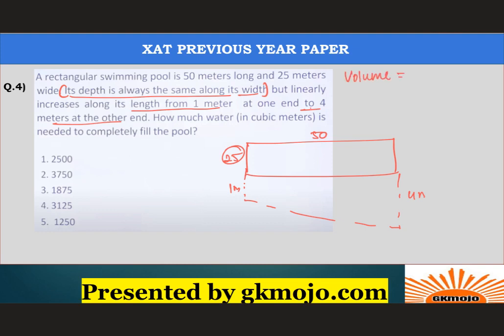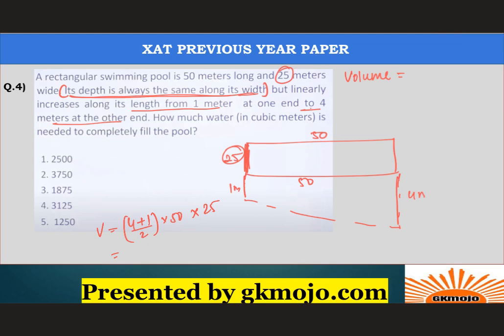How will you take it out? Just take out the area of this trapezium. So what would it be? Volume will be area into height. Height will be 25 because this height is the depth which is the same along its width, and its width is 25 meters. So first, the area of this trapezium will be the sum of parallel sides, that is 4 plus 1, by 2, into this 50, and this multiplied by this width 25, that is the height, will give you the volume.